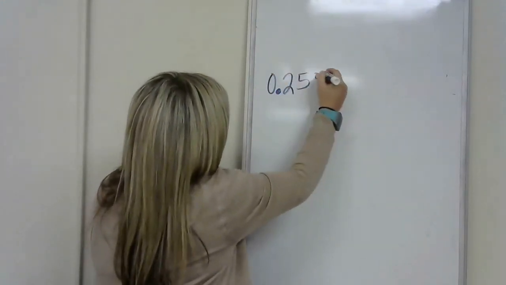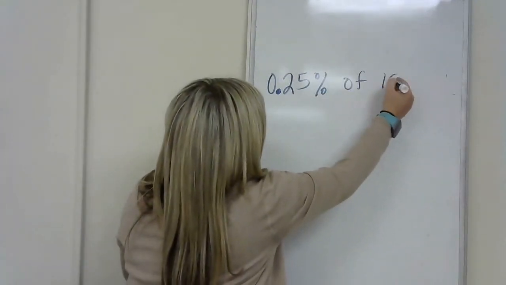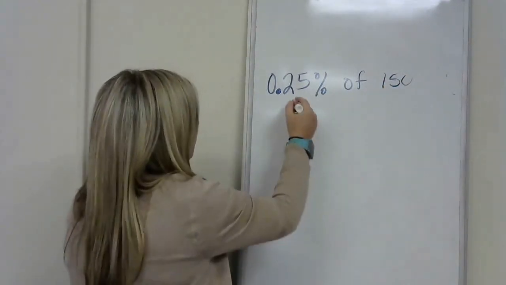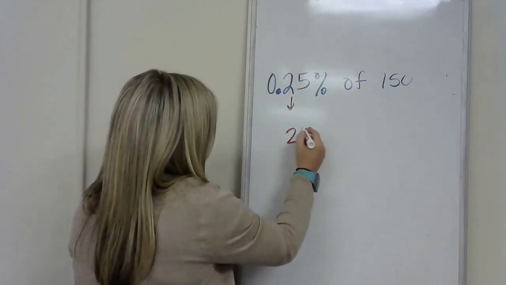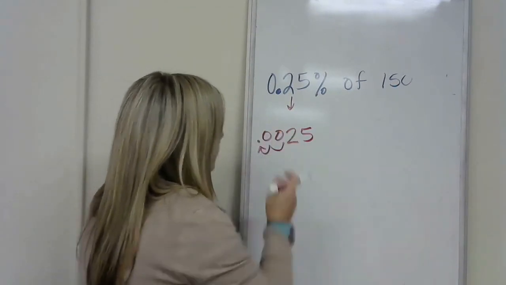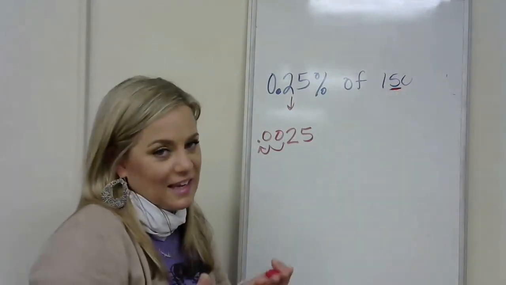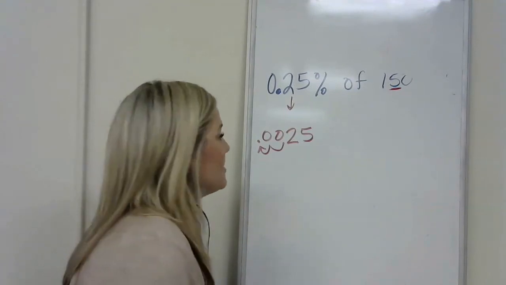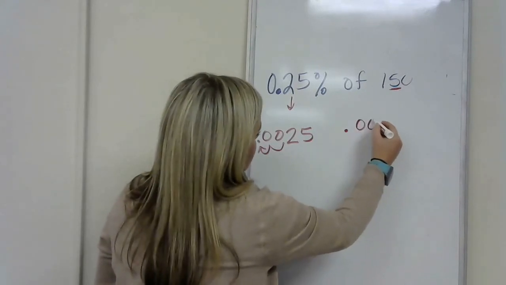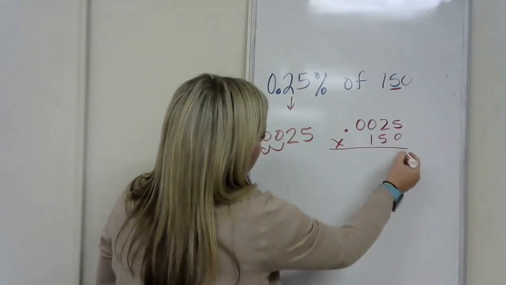Okay, so now we have 0.25%, sorry, of 150. Okay, this isn't that hard. So I'm going to take this and I've got to turn it to a decimal. So I got to move it 2 places to the left. Now I can't leave my 0 hanging off. It's not going to work. All right. So I'm going to actually put this number on top. 0.0025 times 150. Okay. 0 times everything is going to be 0.